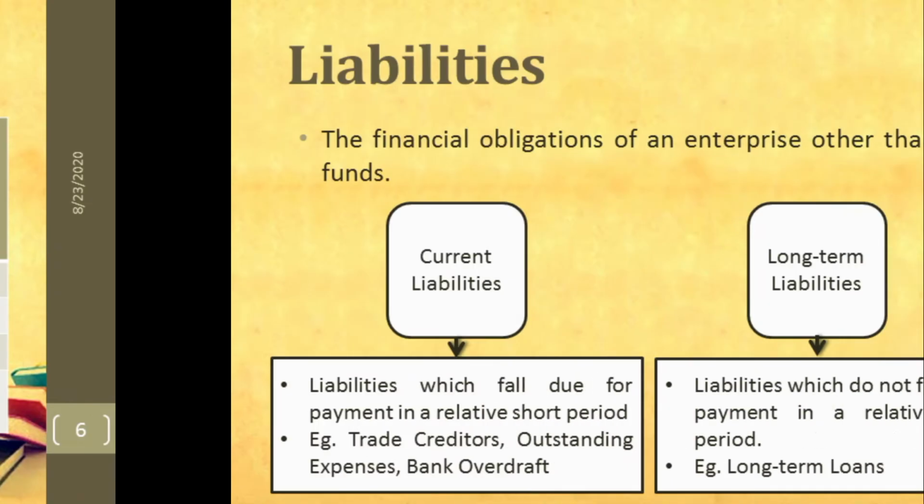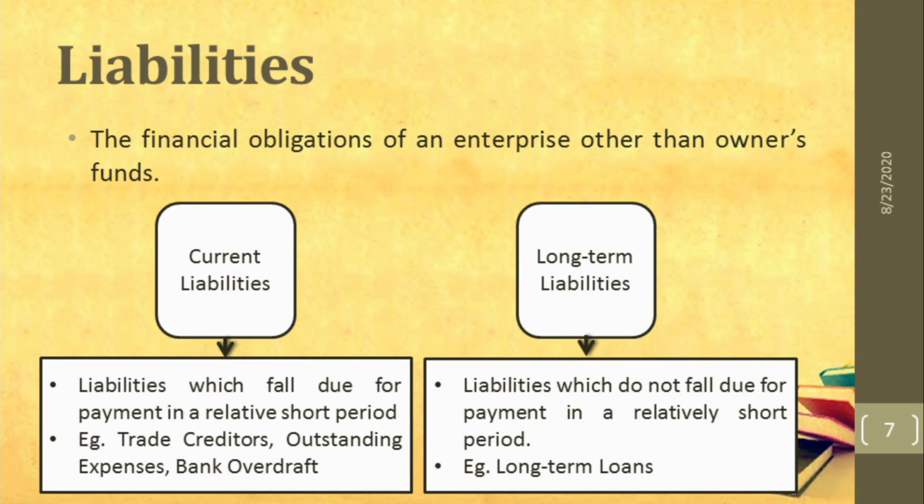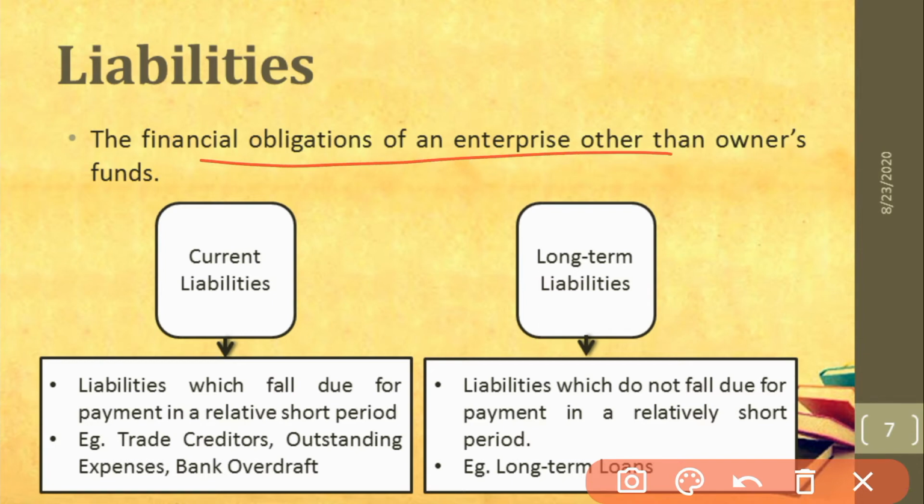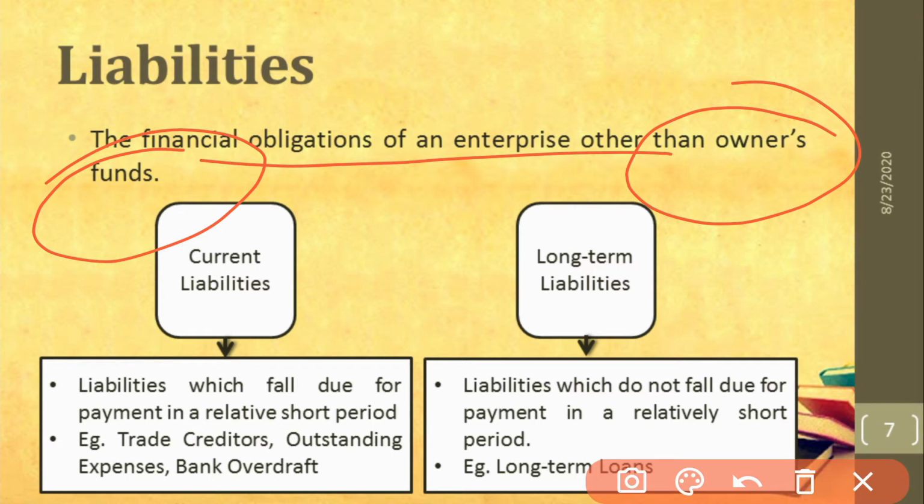Have you understood? Now the next very important concept is liabilities. Now what are liabilities? These are the financial obligations of the enterprise other than owner's equity or owner's fund. Owner's fund or owner's equity is the capital that I have invested in the business. Other than that, whatever are the dues that have to be paid by the enterprise are known as your liabilities. I hope you've understood, right?